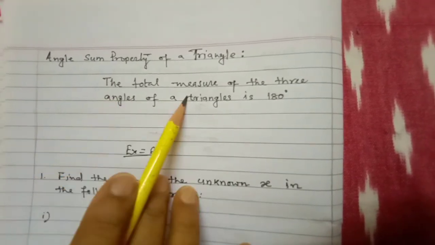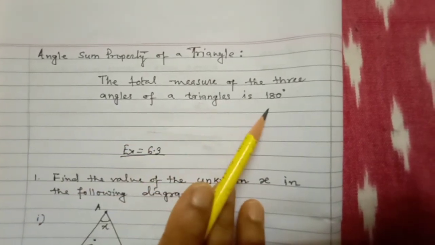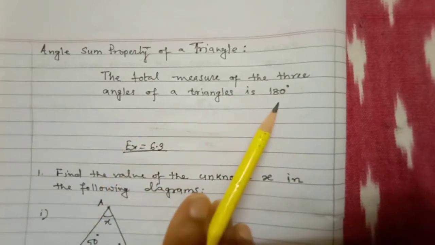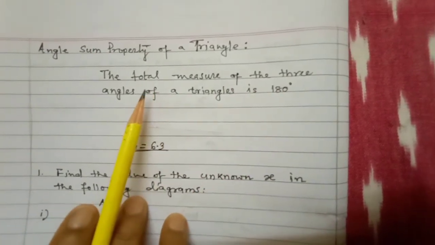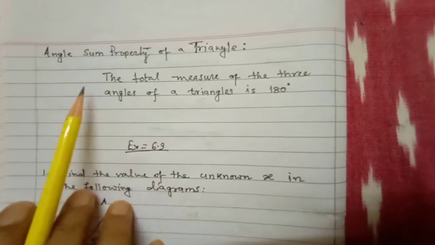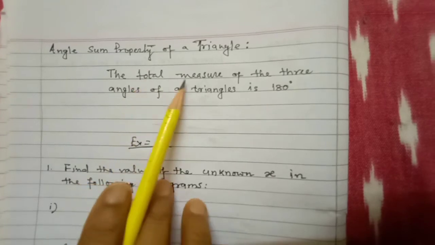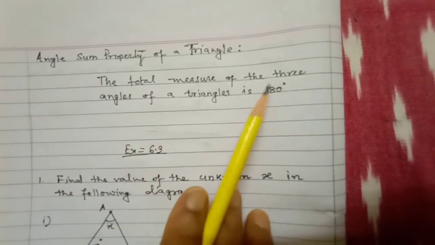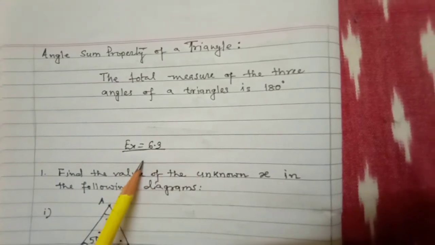The total measure of the three angles of a triangle is 180 degrees. That means if we add the three angles of the triangle, the result will be 180 degrees. This is the second property of a triangle, which we will discuss, and we will do the sums on the basis of this property in exercise 6.3.